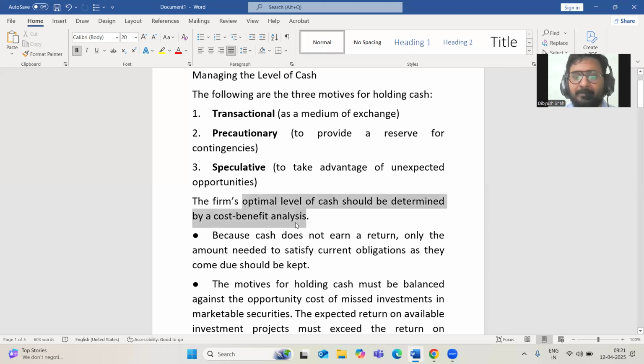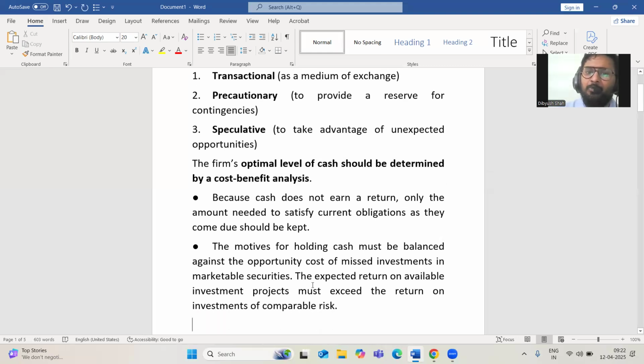What should be the firm's optimum level of cash is determined generally by a cost benefit analysis. See, cash in itself gives you no return. So only the amount that is required to satisfy current obligations should be kept, because cash is not going to give you any return. The funds should be kept in a return bearing instrument. It can be a bank account, checking, savings, anything, or a money market instrument.